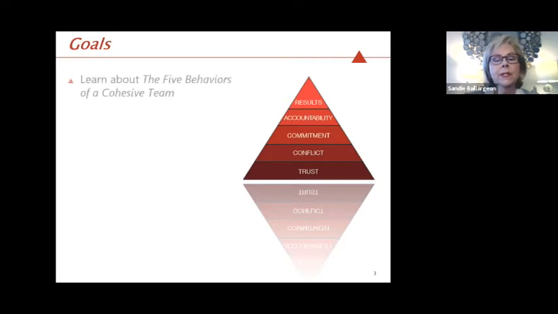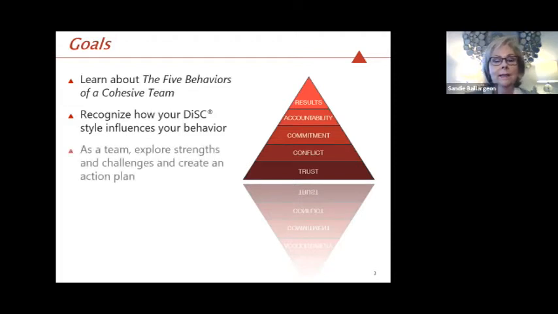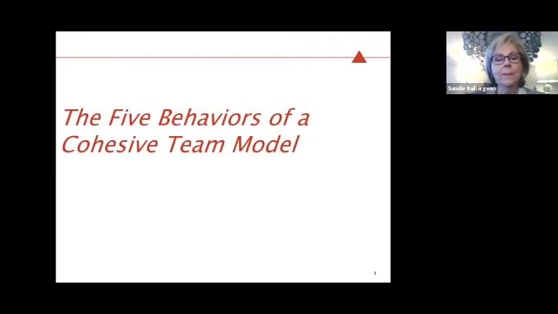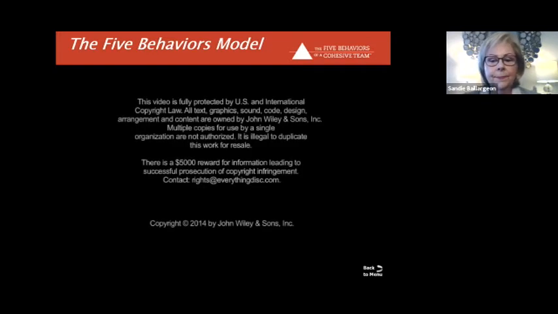So the goals for this evening are to learn about the 5 behaviors of a cohesive team and to recognize your own communication style and how that influences your behavior and the behavior of others. As a team, we will explore the strengths and challenges and create an action plan as well. So we're going to begin with learning about the 5 Behaviors of a Cohesive Team model, and this will be Patrick Lencioni who will be introducing this. It takes a little moment for the copyright information to come up.